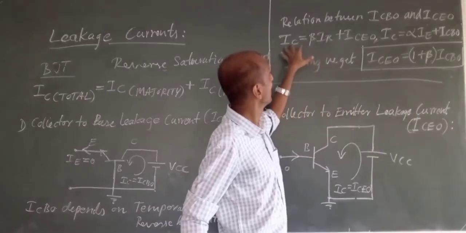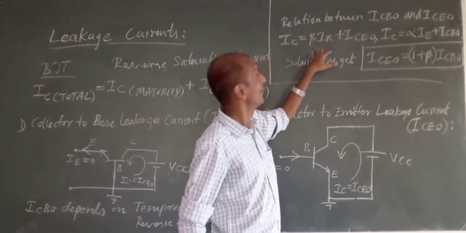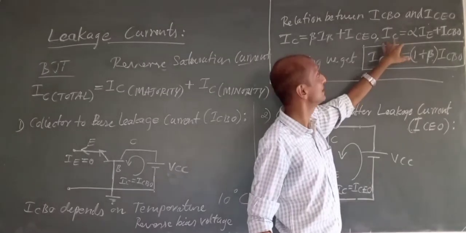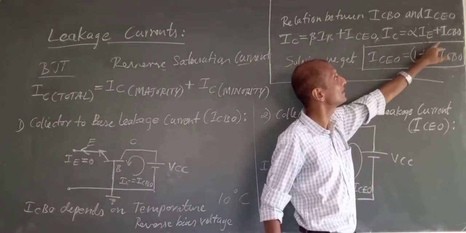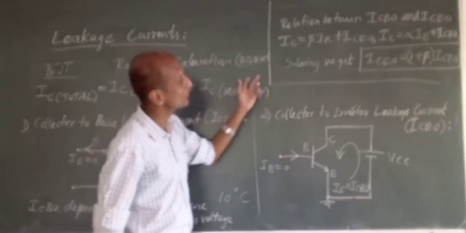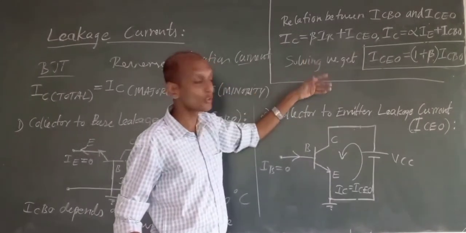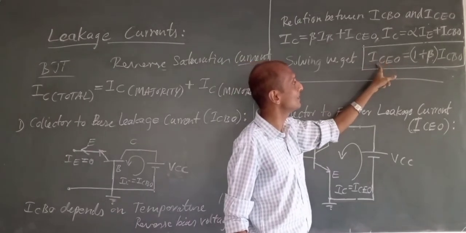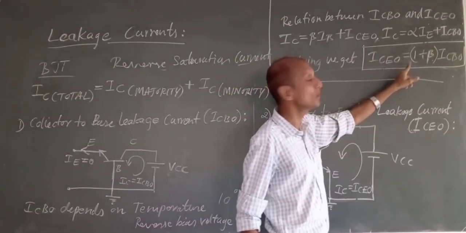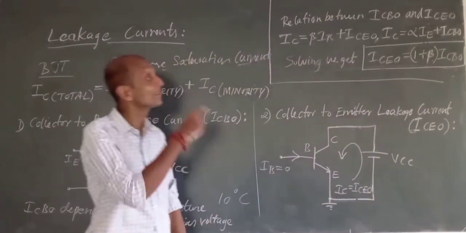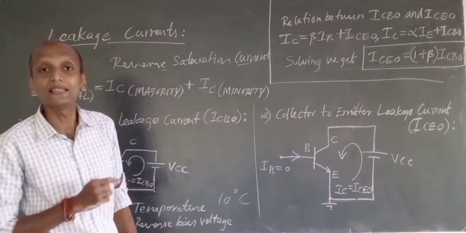Okay, so this is IC equal to beta into IB plus ICEO. Here it is IC equal to alpha into IE plus ICBO. If I solve for both, after solving I will get an equation. ICEO will be equal to (1 plus beta) into ICBO. So this is the relationship between your ICEO and ICBO.